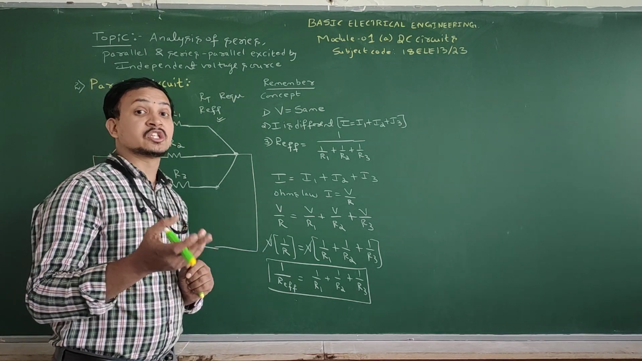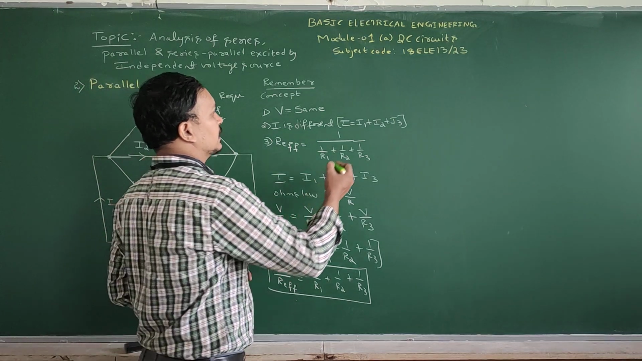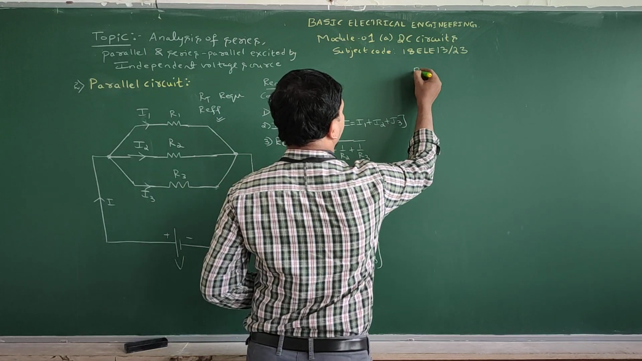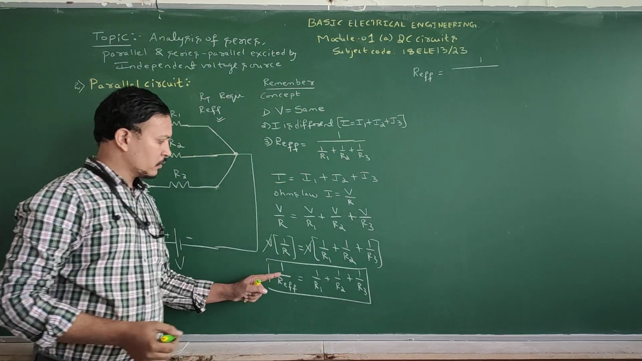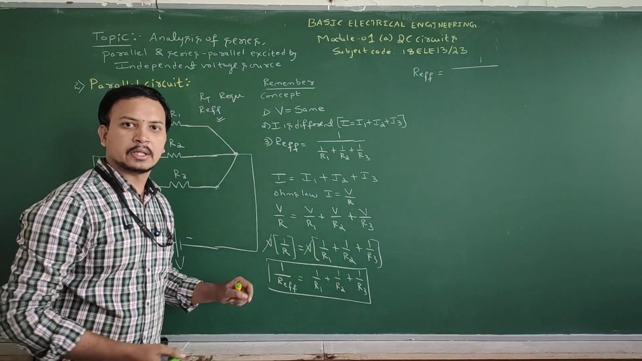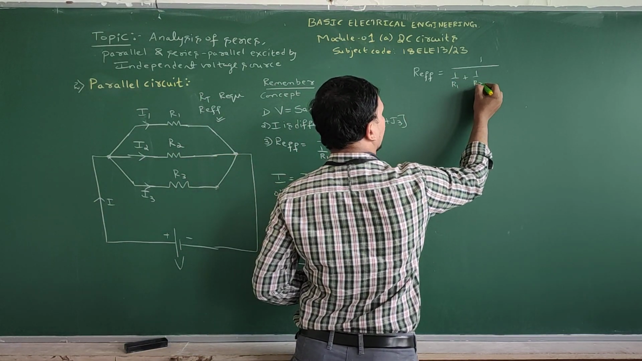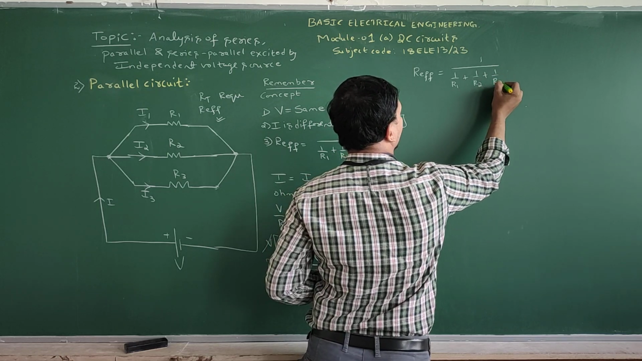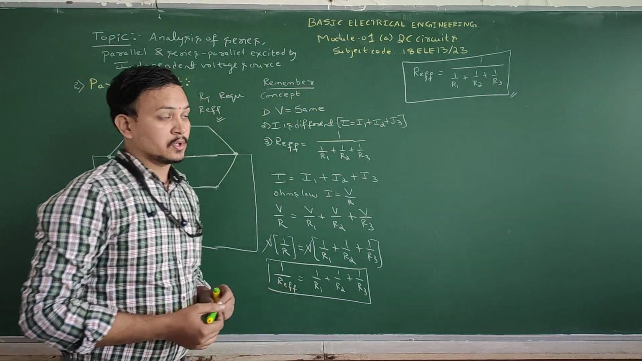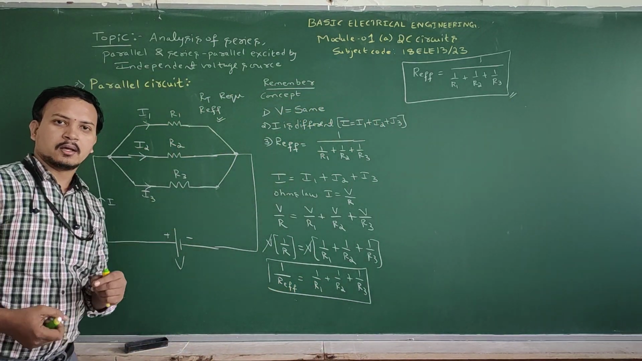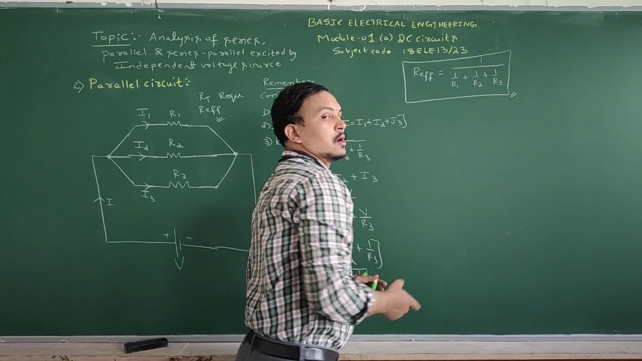They won't ask you to find the reciprocal of effective resistance. They will ask you to find the effective resistance. So from this we can write R effective is equal to 1 whole divided by, and you write this in the denominator: 1 by R1 plus 1 by R2 plus 1 by R3. So this is the effective resistance equation when 3 resistors are connected in parallel. If 4 resistors are connected in parallel, in the denominator you will get plus 1 by R4.